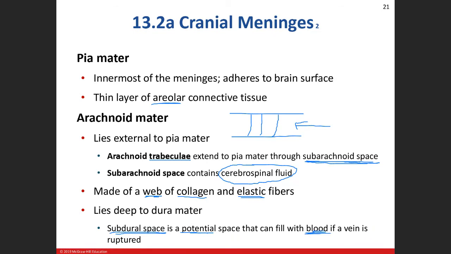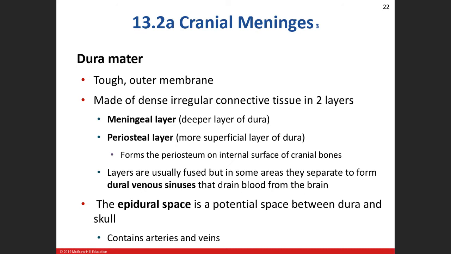And then that potential space is now an actual space, and you can start to have neurological issues going on there, okay? All right, then my favorite one, the outermost layer, the tough mother, this is the Dura Mater. Now here's the thing, it is made up of 2 layers of dense, irregular connective tissue.